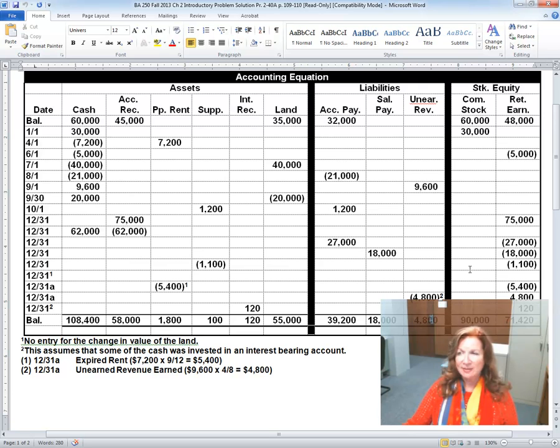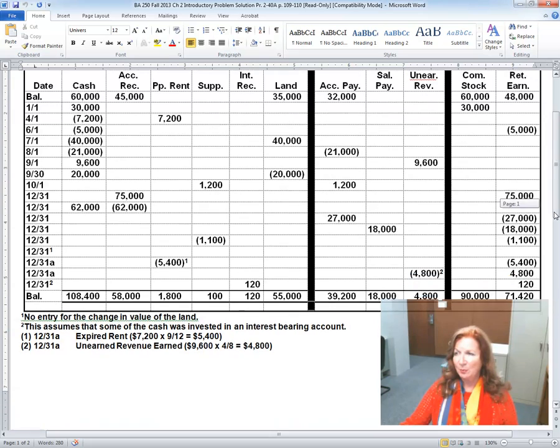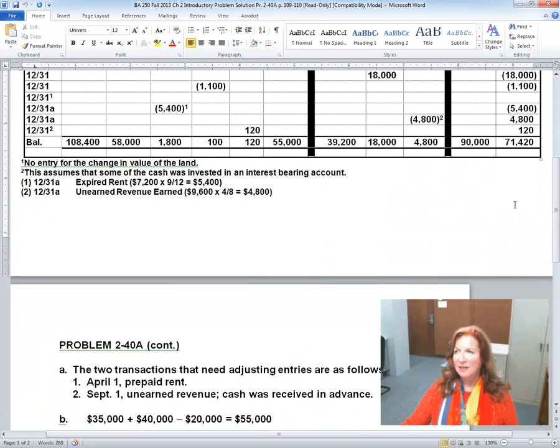So the transaction becomes negative $1,100 in supplies because they went down, and negative $1,100 in retained earnings, which I'm going to have to pull up so you can see it. Negative $1,100 in retained earnings right over here. So those two negatives, one in the assets and one in the equity, keep the accounting equation in balance. Supplies go down and equity goes down. Retained earnings goes down by $1,100.